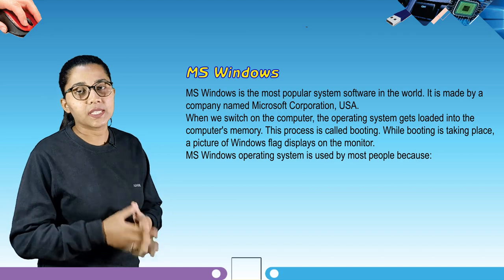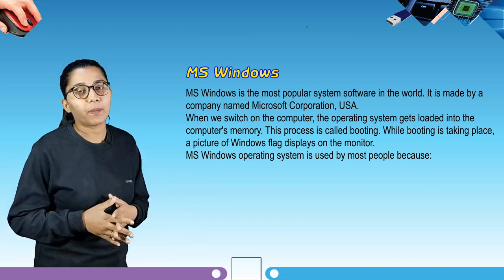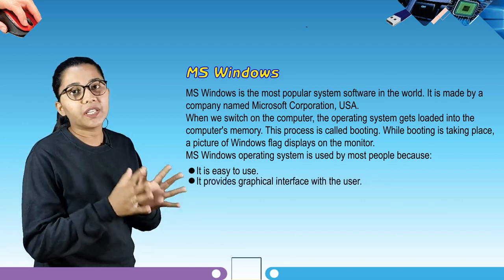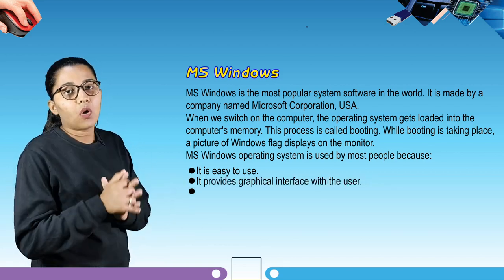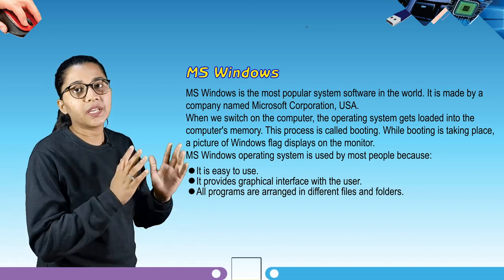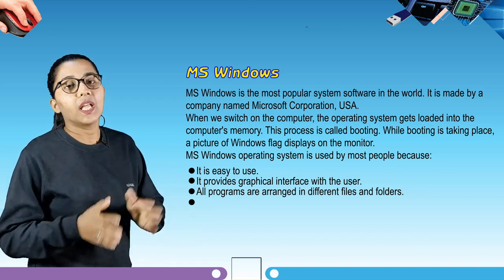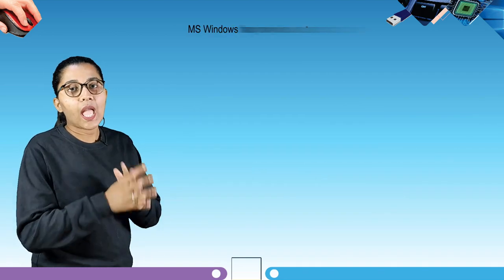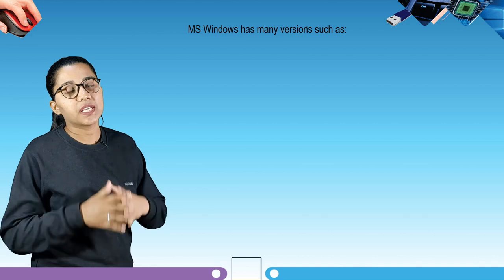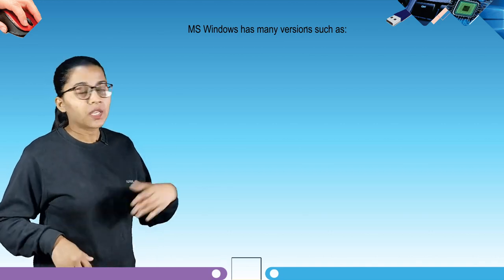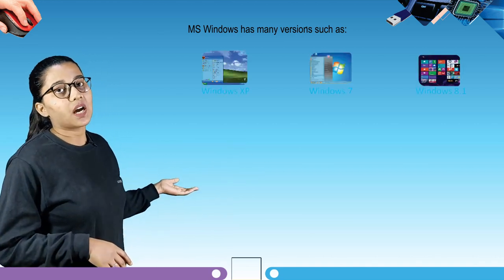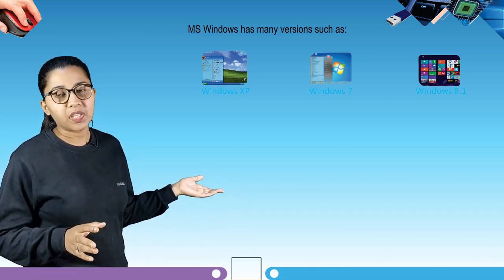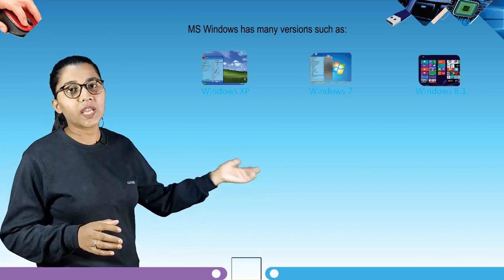MS Windows operating system is used by most people because it is easy to use. It provides a graphical interface to the user. All programs are arranged in different files and folders. It has icons which help to do different things quickly. MS Windows has many versions. Now students, you can see these pictures. These are some examples of MS Windows, that is Windows XP, Windows 7 and Windows 8.1.